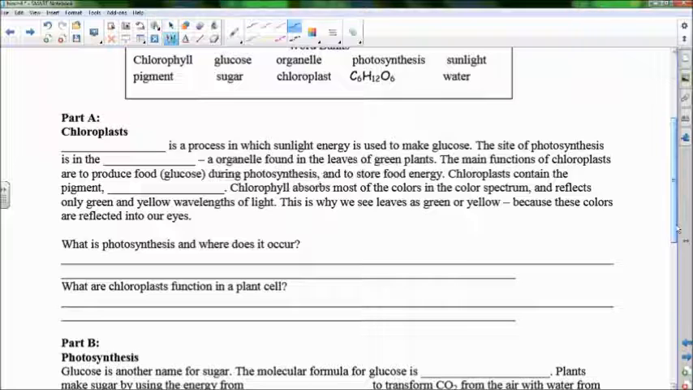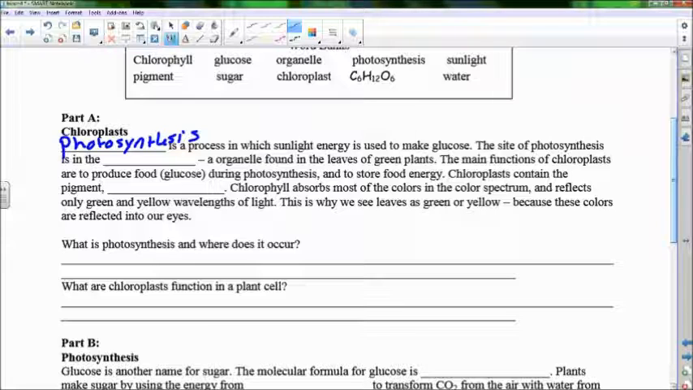Here we're using words to put into this paragraph to make it make sense. So, blank is a process. We should have photosynthesis here. Photosynthesis is a process in which sunlight energy is used to make glucose. Remember, photosynthesis actually means to put together with light. So we're putting together glucose with light.